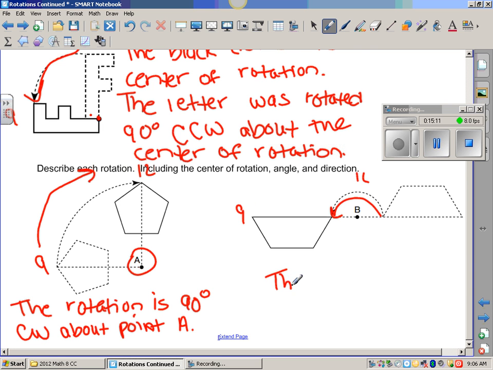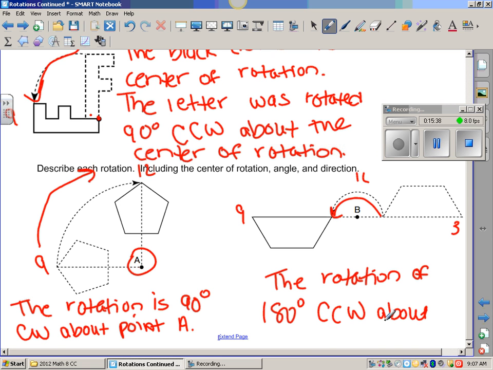So this one is a rotation of 180 degrees. Why is it 180? Well, because this is technically starting all the way back at 3. We're going up here would be 90 if you ended up with your shape up here. And then 180 brings it, kind of opposite. Okay, full half circle rotation. Counterclockwise about point B.